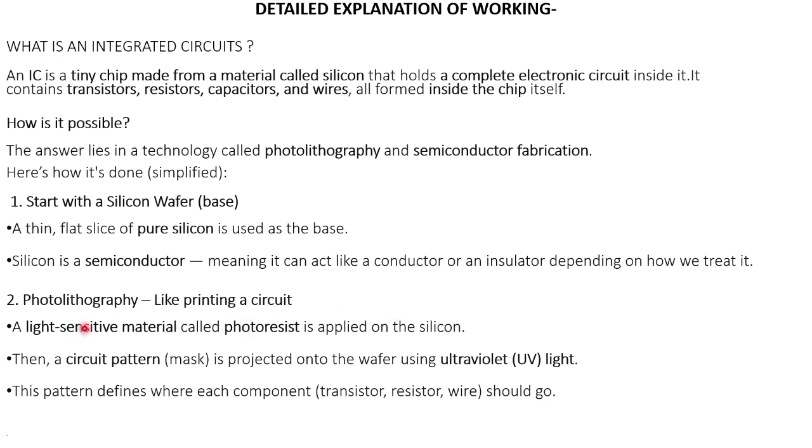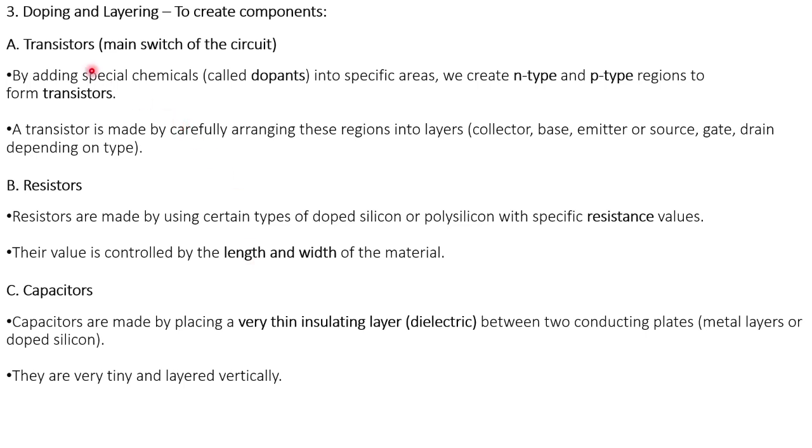And photolithography is like printing a circuit on a base, like on a silicon base. A light-sensitive material called photoresist is applied on the silicon. Then a circuit pattern mask is projected onto the wafer using ultraviolet light. This pattern defines where each component, like transistors, resistors, and wires, should go. So we take a silicon wafer as a base, and on that base we print a whole circuit with the use of ultraviolet light.